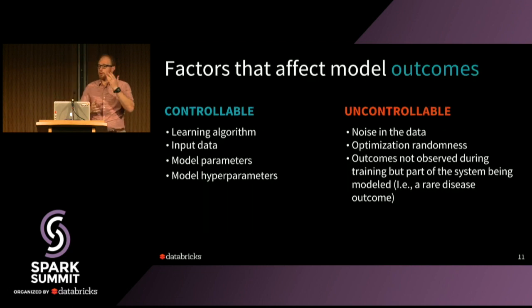Just so we're clear, when we talk about model factors, there are two types, controllable and uncontrollable. Controllable ones are the type of algorithm that you're using, the input data, and any set of parameters, hyperparameters, or model parameters that you're using. Uncontrollable things mostly have to do with data or randomness. If you're seeing noise in the data, this is new data coming in, that's going to be uncontrollable. And anything that you didn't observe during the training process is usually considered uncontrollable.